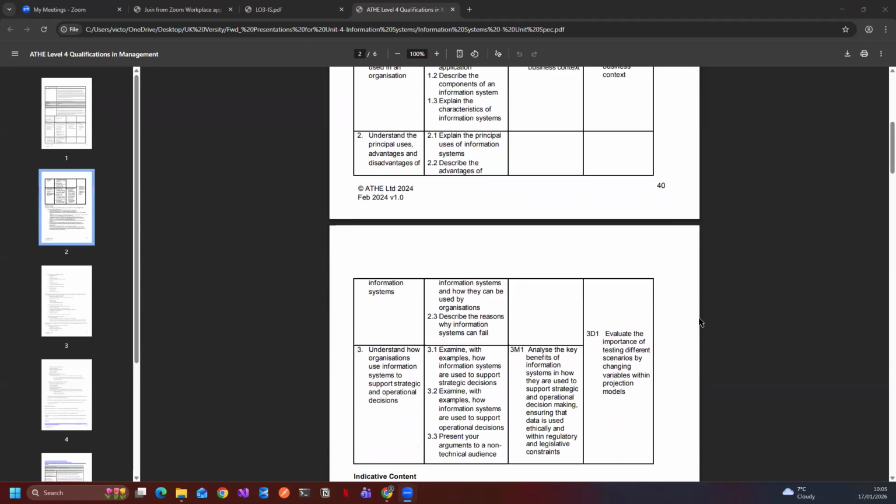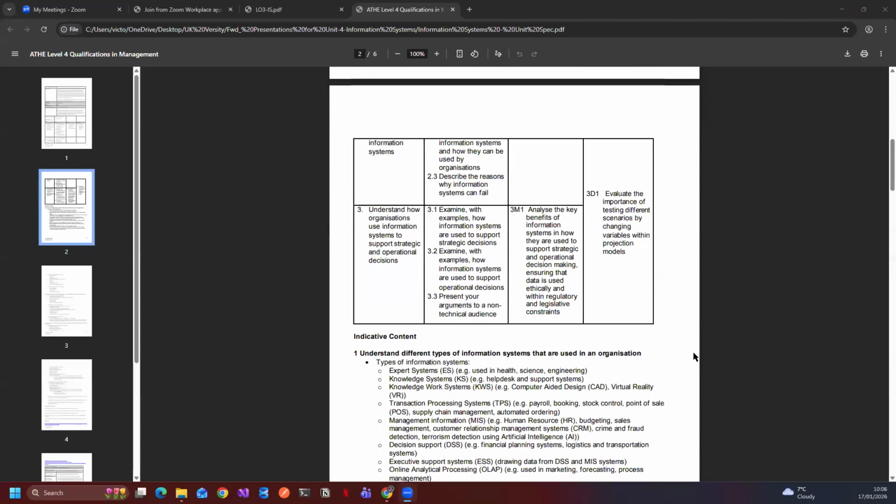Also, we looked into understanding the principal use of them, such as their advantages, and also what are the disadvantages. What could be the negative impact that we might have by implementing these operating systems or software that are required for our business purpose.